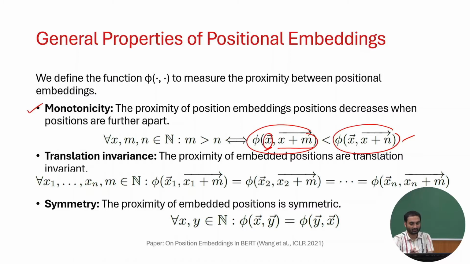Symmetricity. It is also very obvious, right? The proximity between two positions x and y should be the same as the proximity between y and x. So if you try to come up with a new positional embedding, these three properties should hold.